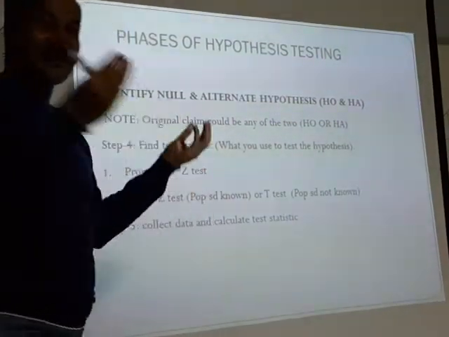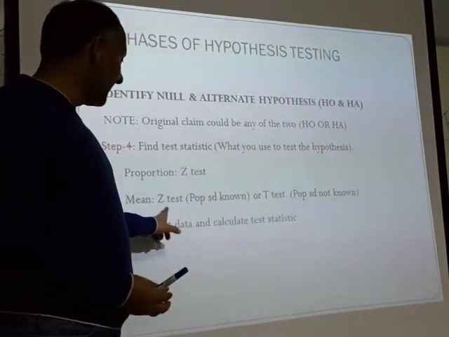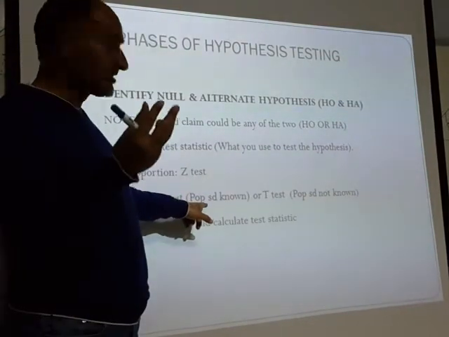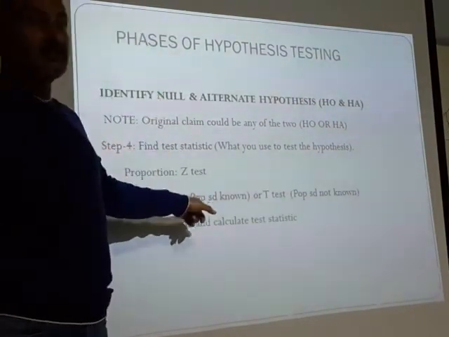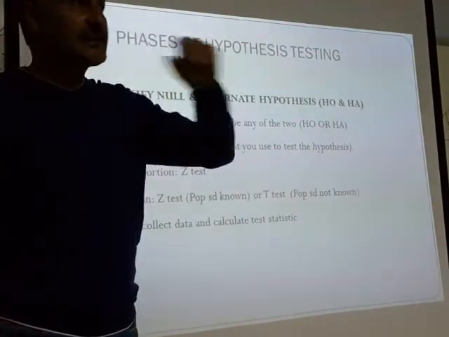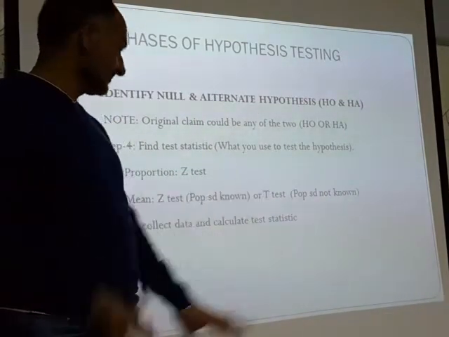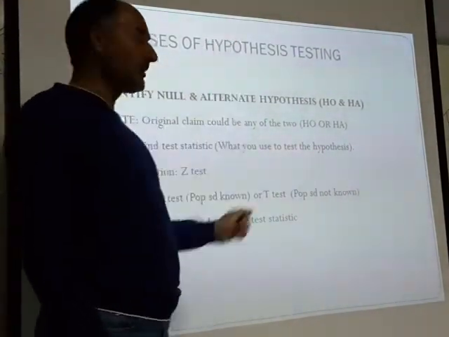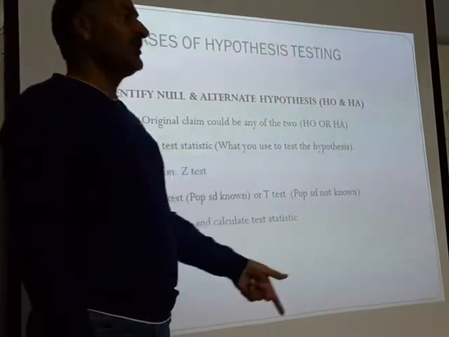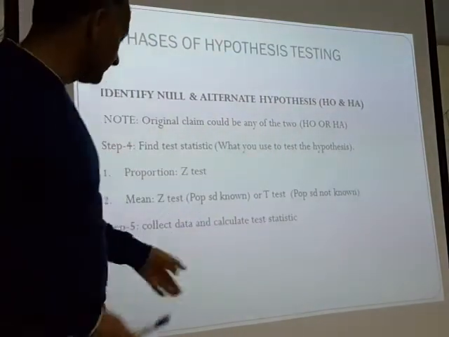So, if I have a proportion, I will use the z-test, and if I have the mean, then I will either use the z-test if I know the population standard deviation, or if my population standard deviation is not known, I will use the t-test. This I will teach you in the next section, in the tests of significance. Till then, only two things you should remember. If I have proportion, z-test; if I have mean, I can use either z or t, based on whether the population standard deviation is known or not known.